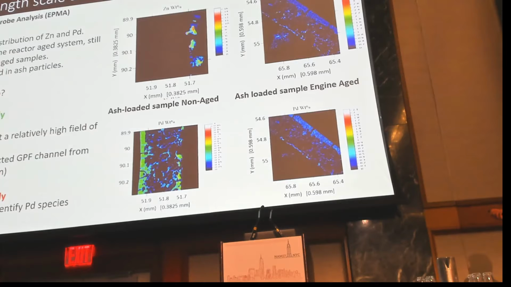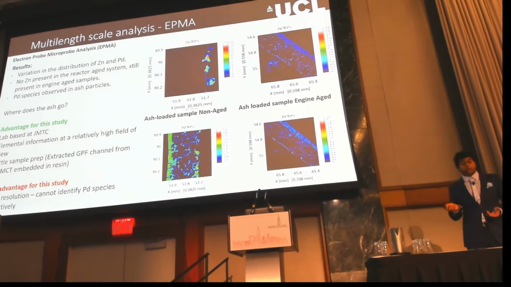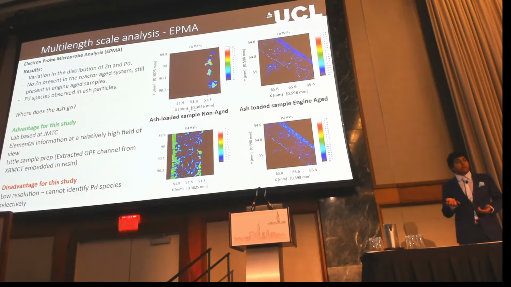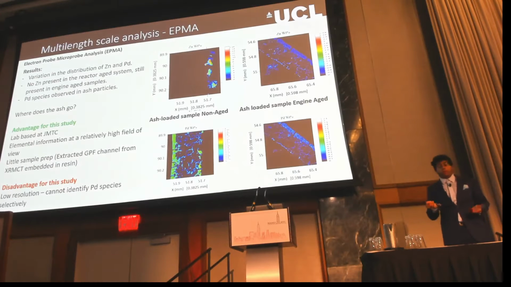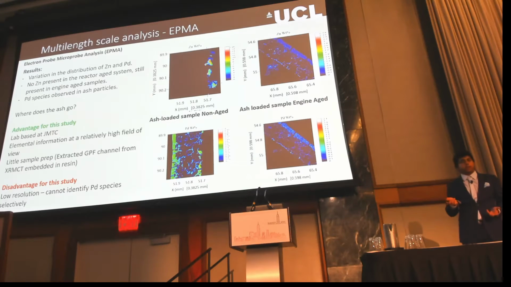So we're seeing some variation in some of the ash components. But the resolution that we're seeing is quite low, so we can't truly understand if there is actual co-location between palladium and zinc at this stage. So we wanted to take it to something with a bit higher resolution. So this was the nanoprobe beamline, nanoprobe XRF mapping, which I'll be showing you. So I did go from a lab to a synchrotron.